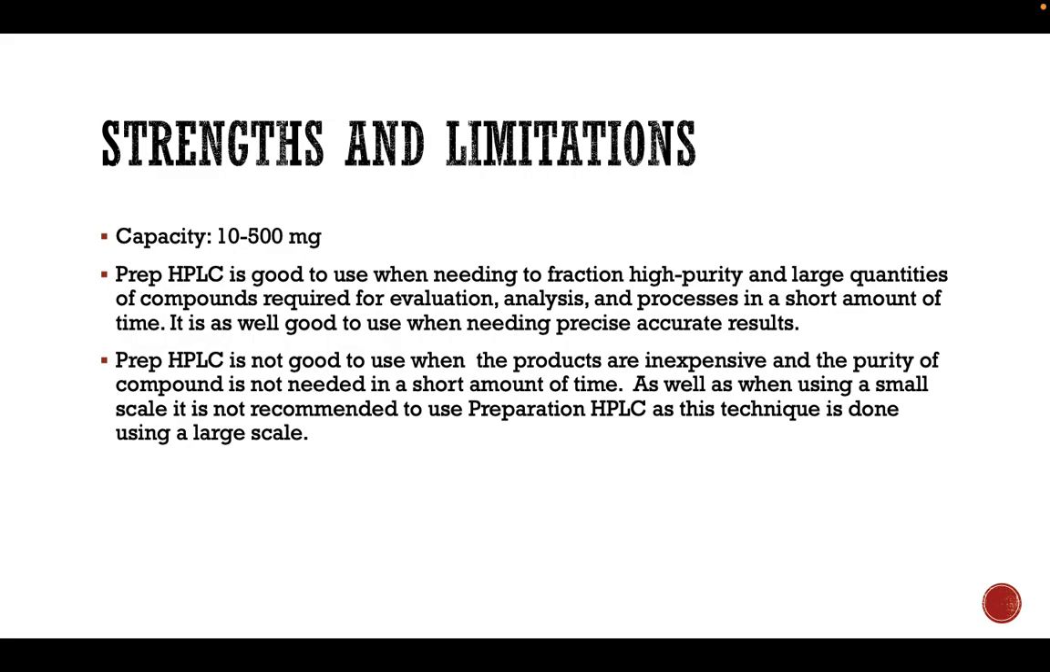Last but not least, some strengths and limitations. The capacity of a preparative HPLC is usually between 10 to 500 milligrams. It's good to use preparative HPLC when needing to fraction high purity in large quantities of a compound that are required for evaluation analysis and are also processed in a short amount of time. It is also good to use when needing precise, accurate results.